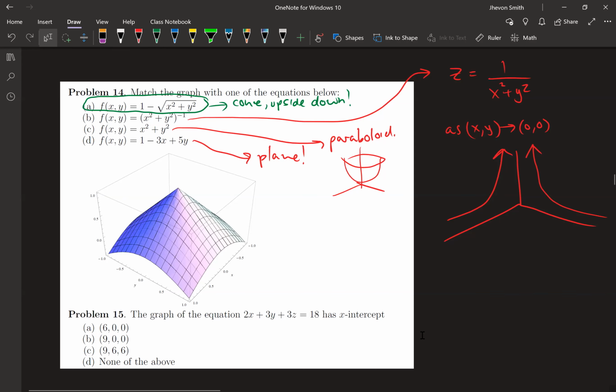z equals the square root of x squared plus y squared is a cone. Make it negative, it flips the cone upside down so the pointy end sticks up, and then you shift it up by 1, which is why the apex here is at the height of 1. Okay.